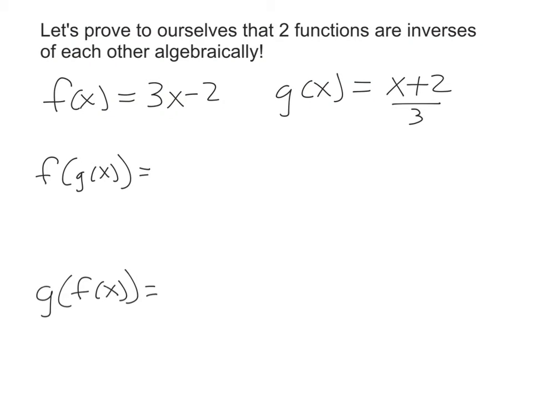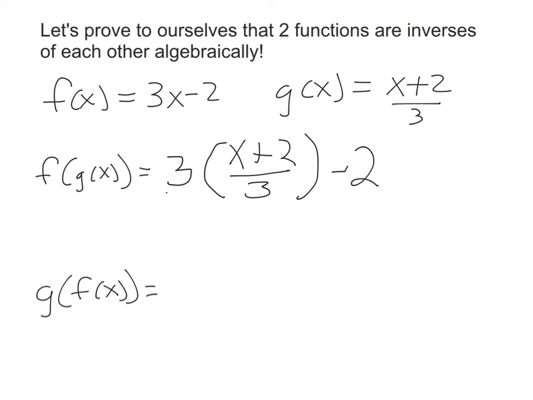Alright, here we go. To prove that these two functions are inverses algebraically, we've got to put g of x into f of x, and then f of x into g of x, and we should get x to be the final answer for both of them. So we'll start by putting g of x into f of x by taking 3, and then x plus 2 over 3. Subtract 2. 3 is actually just 3 over 1, and you can cancel those 3's. And so then you've got x plus 2 minus 2, which is just x. So the first one works.